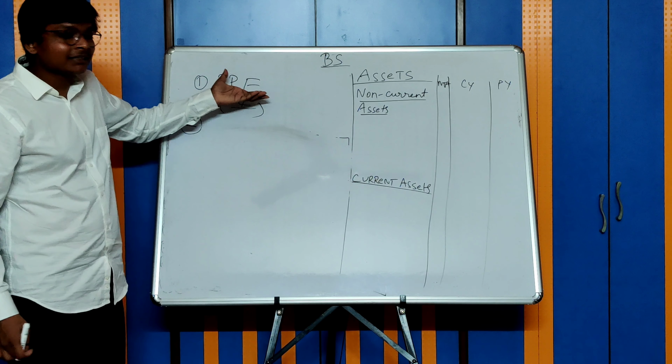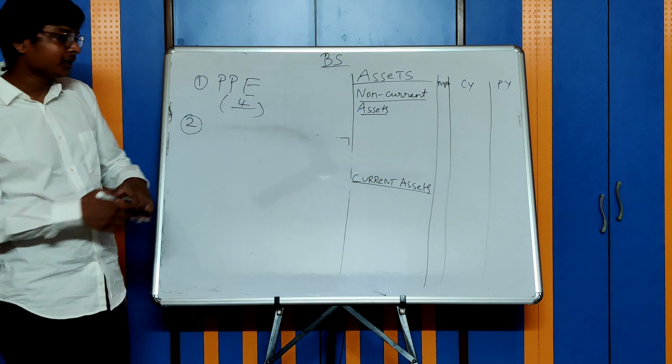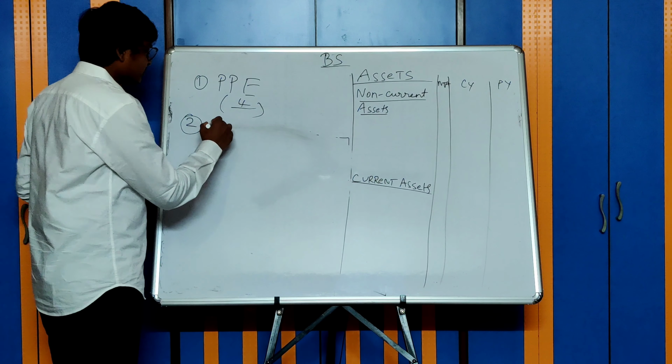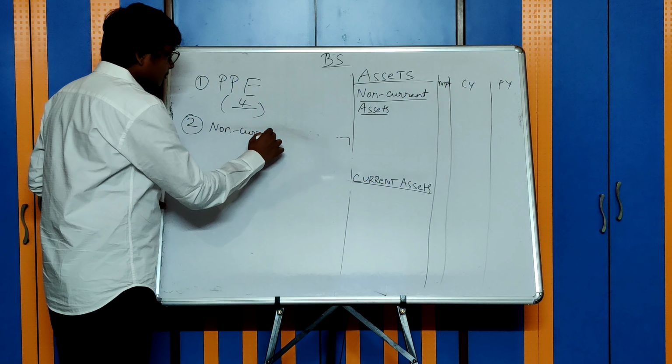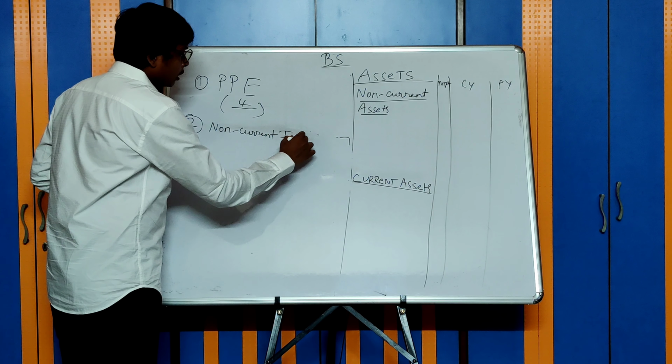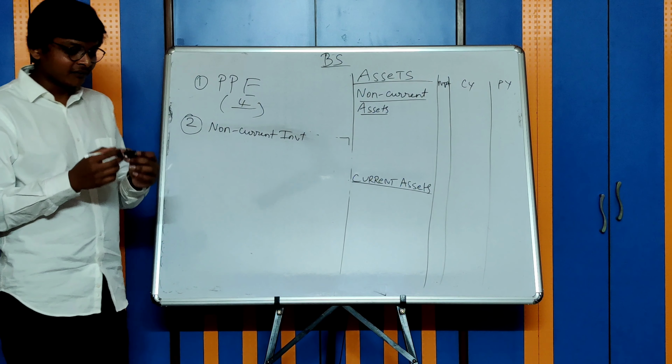We had completed discussing property, plant and equipment. The second item in the balance sheet is non-current investment, also known as long-term investments.